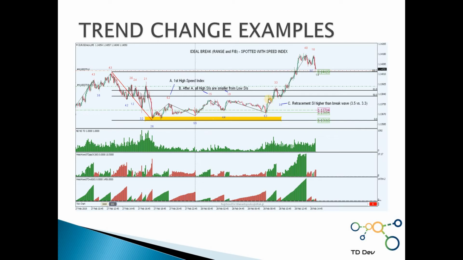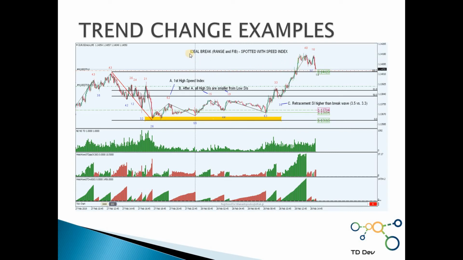And we break with a 3.3, which is normal, is not high, is not too low. And on the retracement we are 3.5, which is higher than the up move. So again, after we broke, the smart money bought on the retracement, and here we go all the way up.